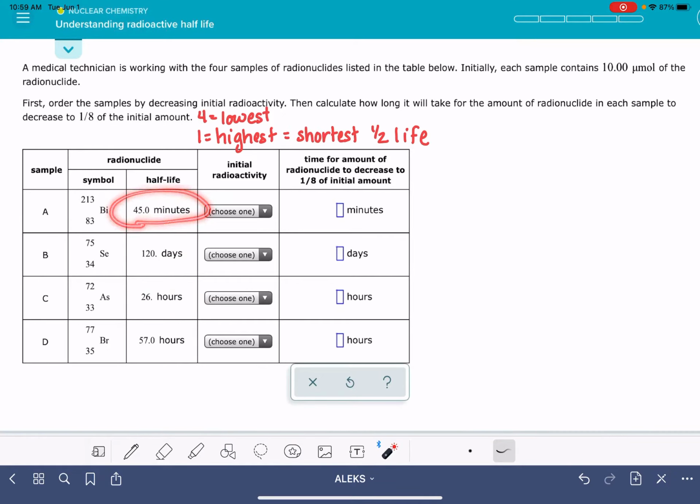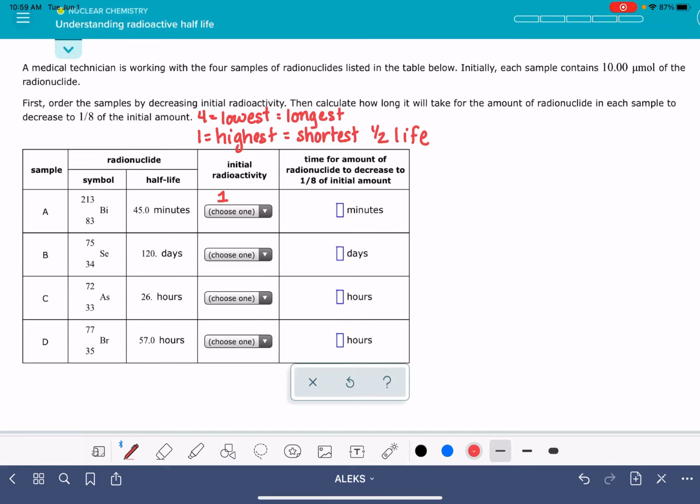45 minutes for a half-life, that means that every 45 minutes, this substance has undergone decay of 1/2 of its substance. So that means that it's undergoing a pretty rapid radioactive decay, and that means that it has the highest initial radioactivity.